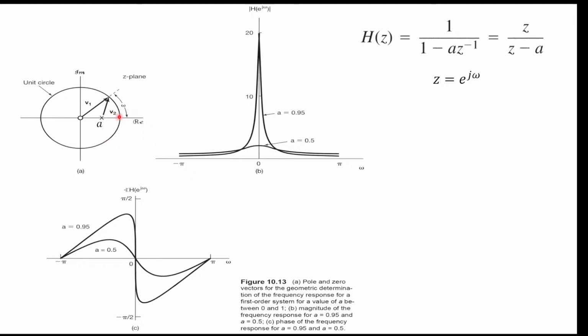So basically your distance to the zero doesn't change when you walk on this circle. And so the amplitude only depends on your distance to this pole here, and the closer you are to this pole, the higher your amplitude is. So around angle equal to 0, you have the highest value. You have a peak around omega equal to 0. And also when A is closer to 1, you peak higher, because then this e to the j omega minus A will be smaller.